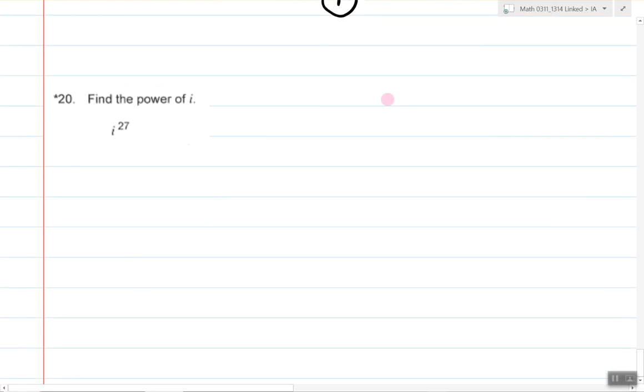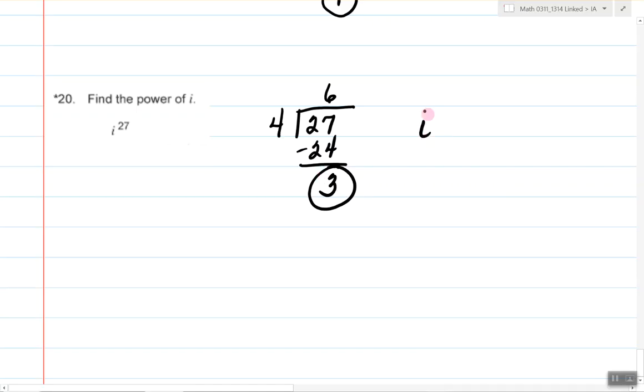i to the 27th. Let's take 27 and divide it by 4. It's only going to go in there 6 times, which is 24. Subtract, for 3. The remainder is what you're looking for. i to the 27th is equal to i to the 3rd, which is negative i.